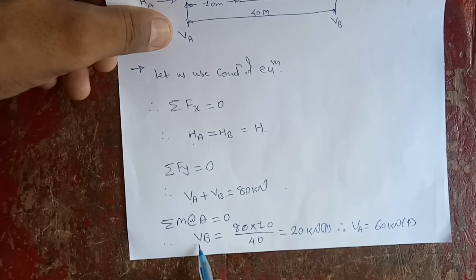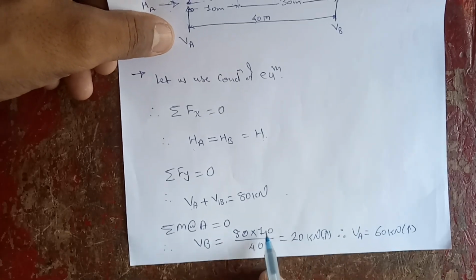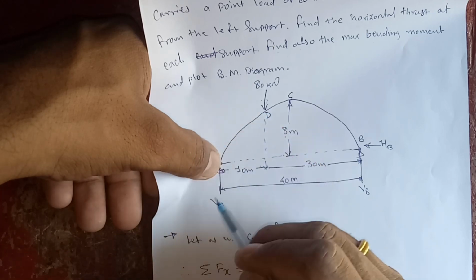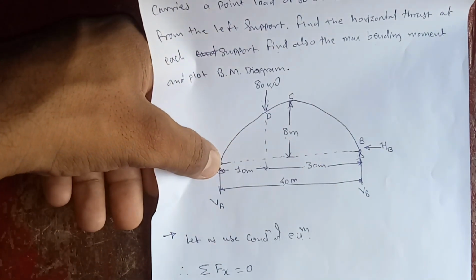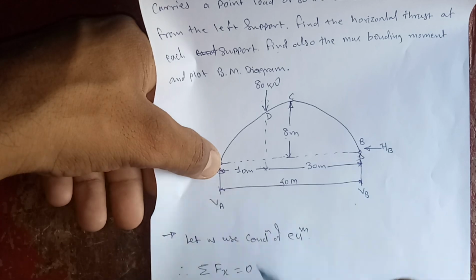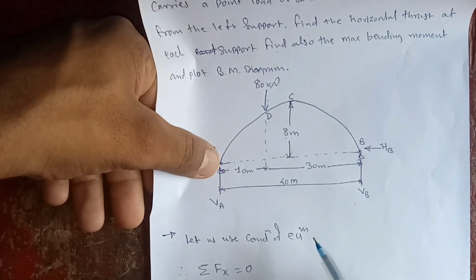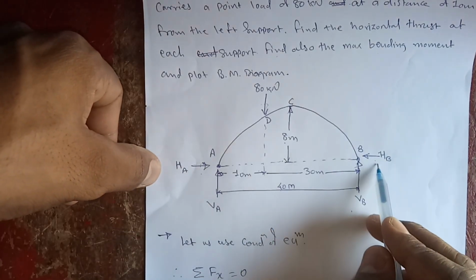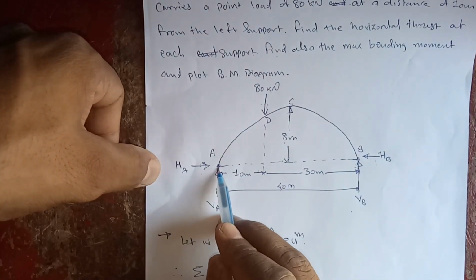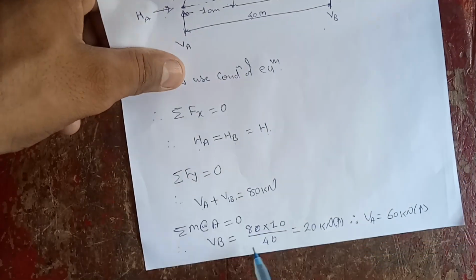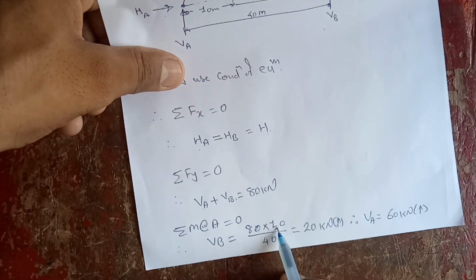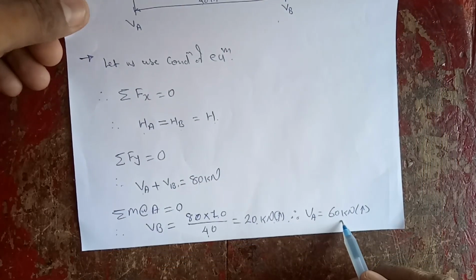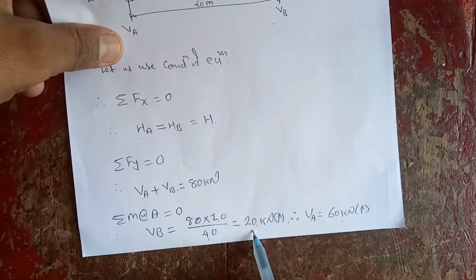So what we'll get is Vb is equal to 40 into 10. We are taking moment here, so the moment due to this load will be a clockwise moment, and the moment due to this Vb will be anti-clockwise. So clockwise moment should be equal to anti-clockwise moment, and definitely there won't be moment due to these two horizontal forces, since the line of action is passing through A point. So 80 multiplied by 10 by 40 is equal to 20 kilonewton upward. Therefore VA will be 60 and VB will be 20.